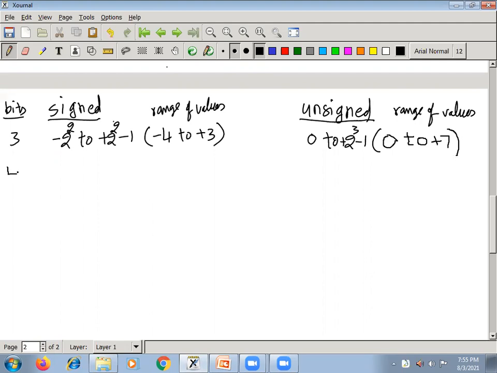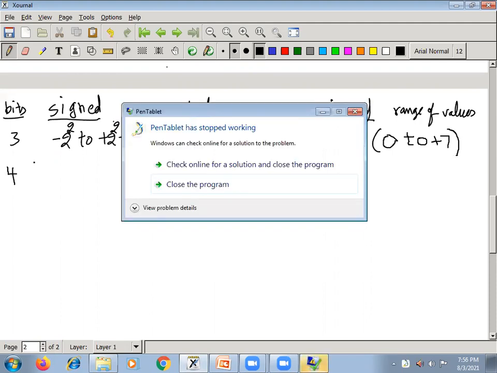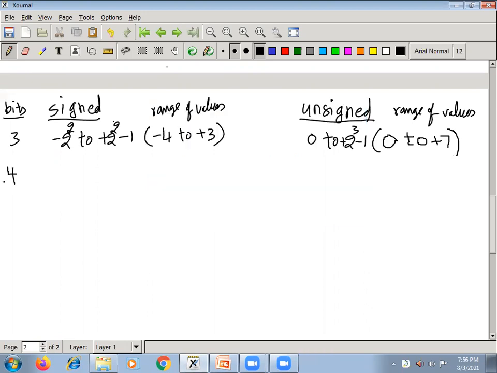Now we apply the same logic to 4 bits. When you have 4 bits, how many numbers can you store? Can anyone drop the message in the chat box? How many total numbers can we store when you have 4 bits? Yes, 2 power 4, total 16 numbers we can store. So what are the range of values? We'll try to find out, signed type and unsigned type.